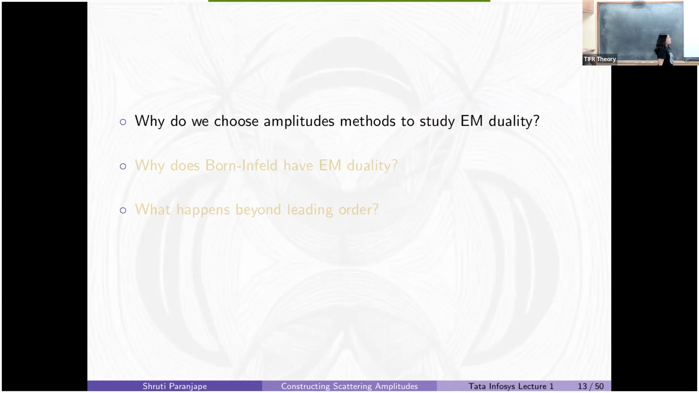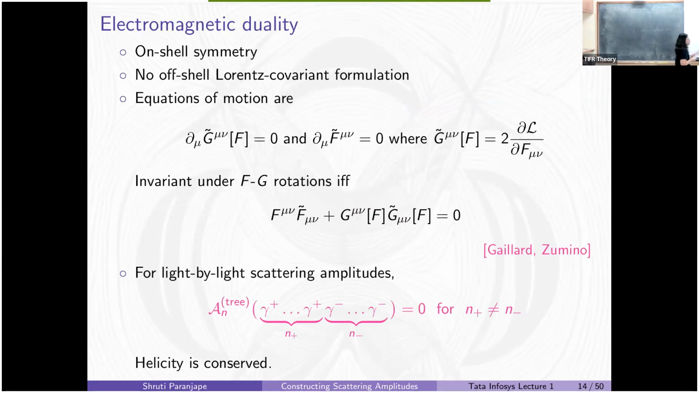Okay, so let's start with what is EM duality and why this is a good thing to study on shell. The easiest answer is that EM duality is an on-shell symmetry. There is actually one version that is off-shell, but you have to explicitly break Lorentz symmetry to write it down.